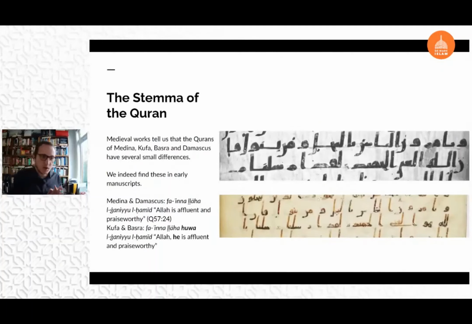In medieval works, we have many reports of small differences between Qurans that they find in Medina, Kufa, Basra, and Damascus. And we indeed find these in early manuscripts. So, for example, it is reported that in Medina and Damascus, there's فَإِنَّ اللَّهَ الْغَنِيُّ الْحَمِيدُ, while Kufa and Basra is فَإِنَّ اللَّهَ هُوَ الْغَنِيُّ الْحَمِيدُ. And indeed, that's exactly what we find. Here the Hua is missing, here the Hua is present. Two different manuscripts with two different spellings.